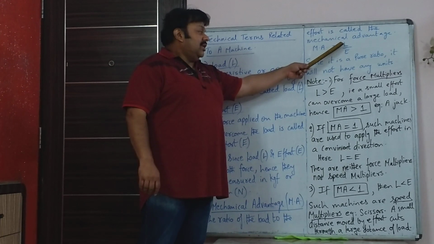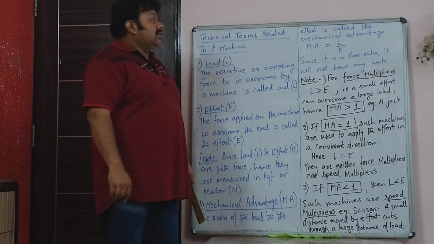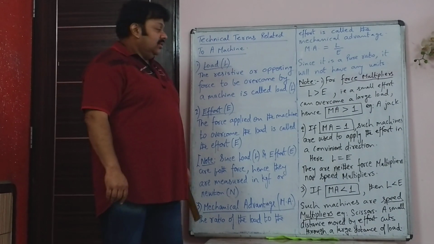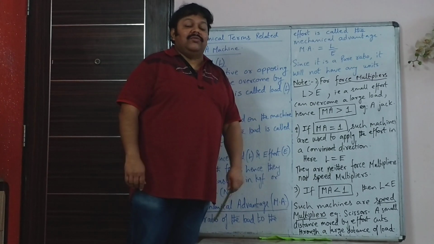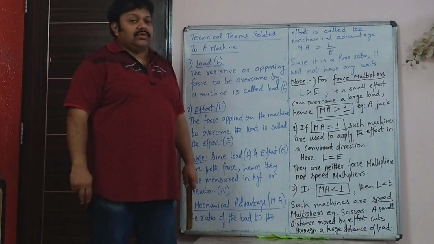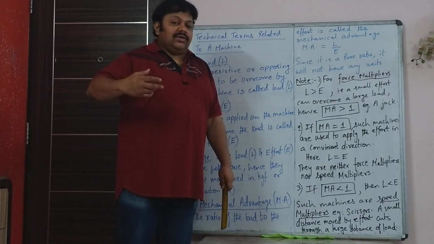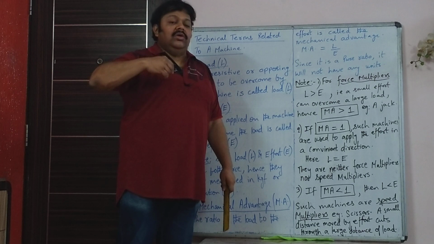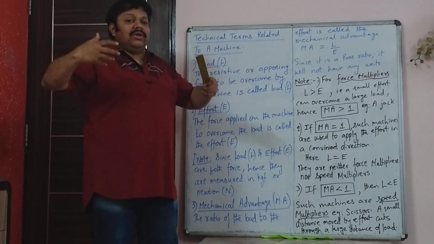Now if the numerator is small and the denominator is big, that means the load is smaller than the effort. Then you have such machines where MA is less than 1, and they are known as speed multipliers. Example, your scissor. In a scissor, the effort moves a small distance, which goes through a large distance of the load, but it doesn't mean that the load is very heavy.